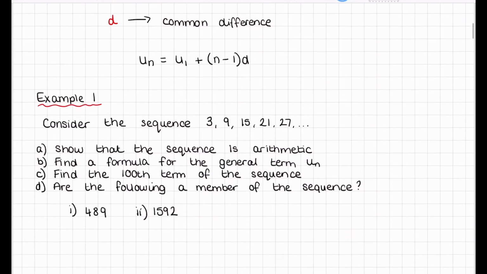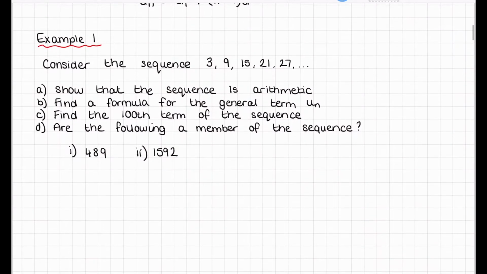So the first one, consider the sequence 3, 9, 15, 21, 27. Show that the sequence is arithmetic. Then we want to find the formula, find the 100th term, and then work out if these two numbers are a member of the sequence.